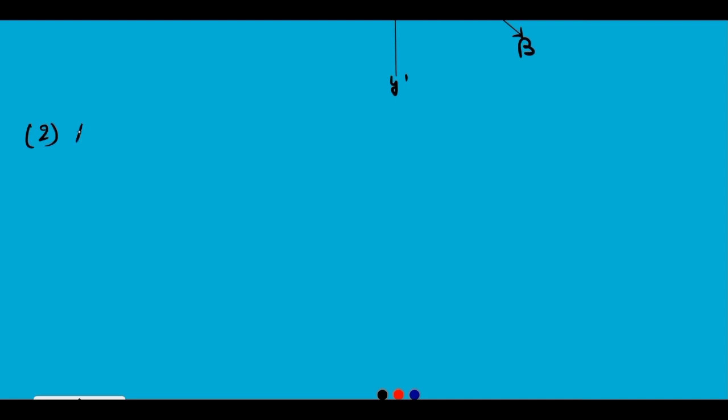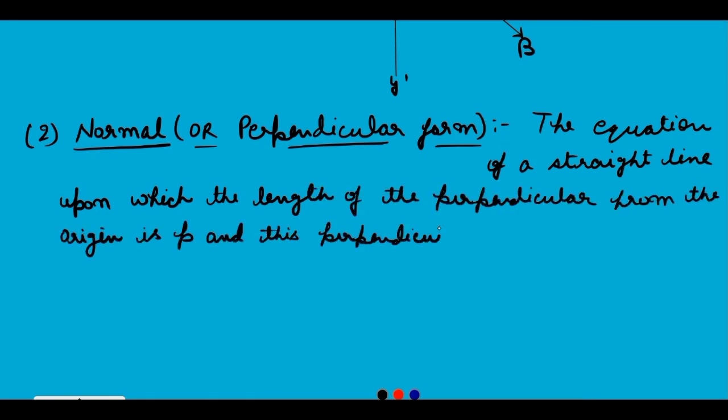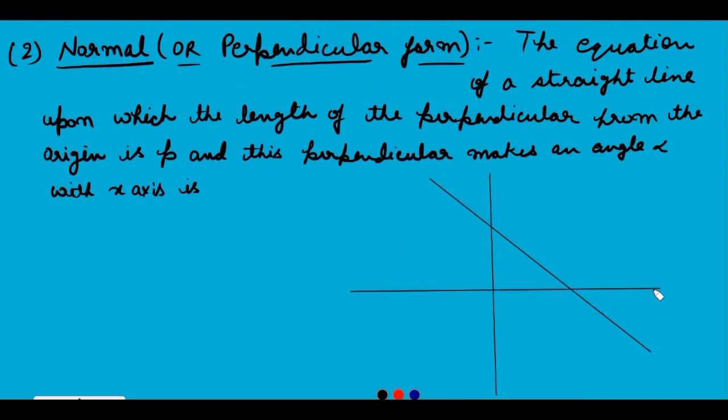Normal and perpendicular form. The equation of a straight line upon which the length of the perpendicular from the origin is P. Suppose we want to know the equation of AB, and if we drop a perpendicular from the origin on this line, then the length of the perpendicular will be P. And this perpendicular makes an angle alpha with the positive direction of the x-axis. If these two things are given, the length of the perpendicular from the origin on the line and the angle made by the perpendicular with the x-axis is alpha, then the equation of the line will be x cos alpha plus y sin alpha is equal to P.